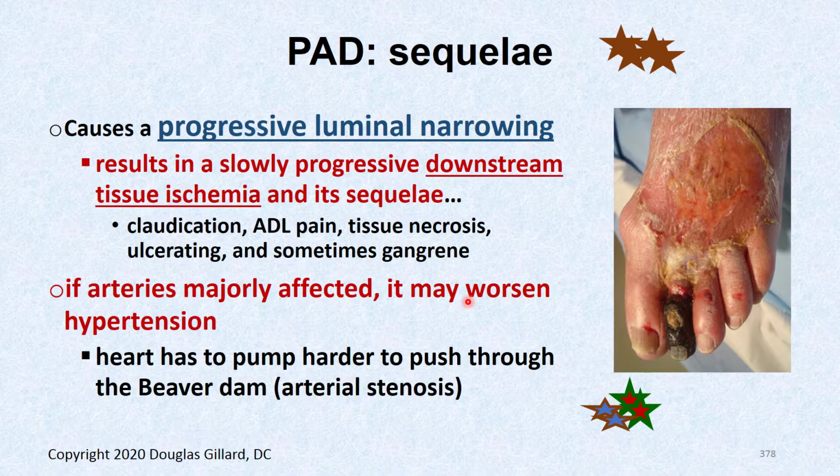Anyway, the sequelae of PAD, it's progressive, so as the atherosclerosis gets worse and worse, the downstream beaver dam effect gets worse, and the downstream flow, as the beaver dam gets more complete, less and less water flows, and your legs start becoming ischemic. So it results in a slow, progressive, downstream tissue ischemia and all of its sequelae.